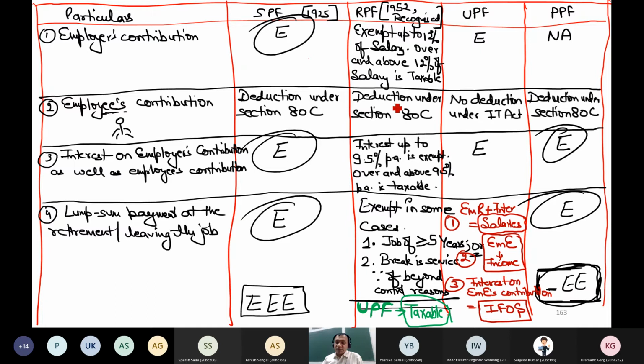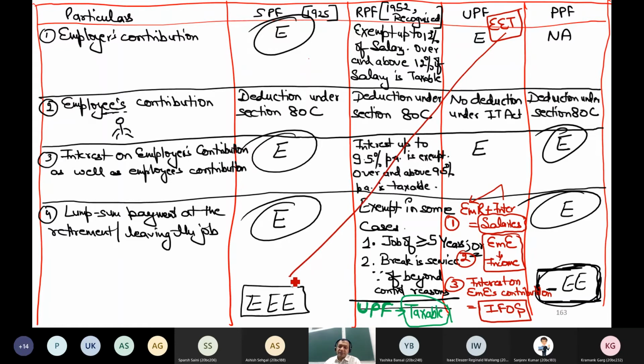On the interest which I receive on employer's contribution, there is an employer-employee relationship, because had the employer not contributed the amount, I would not have received the interest. So that is why that interest is taxable as salary, but the interest on my own contribution is not taxable as salary, it is taxable as income from other sources. So this UPF follows which concept? EET. It is following the EET concept.